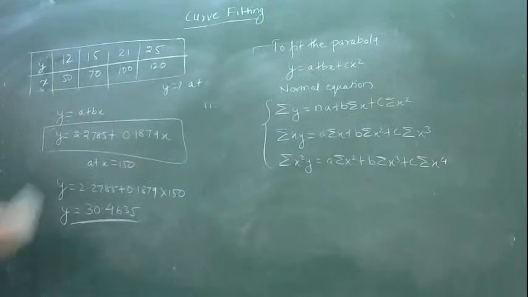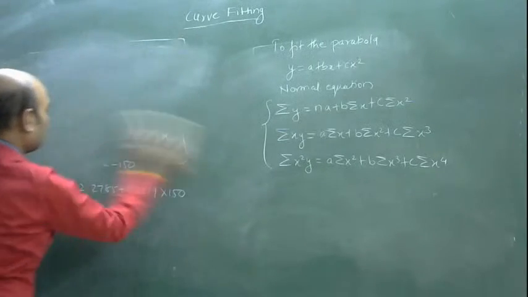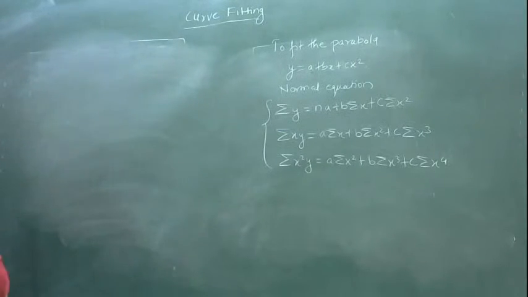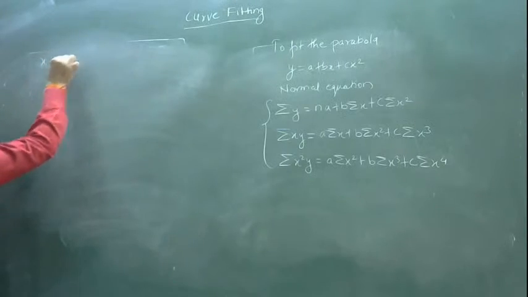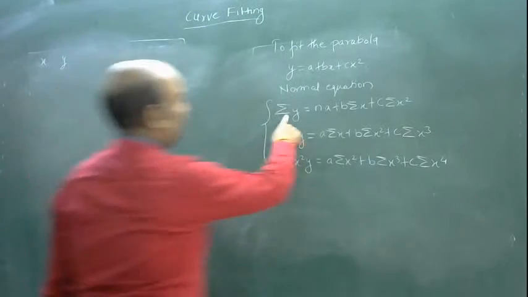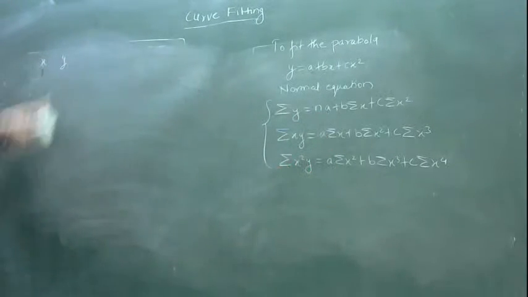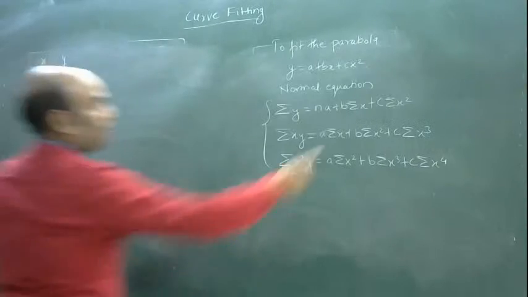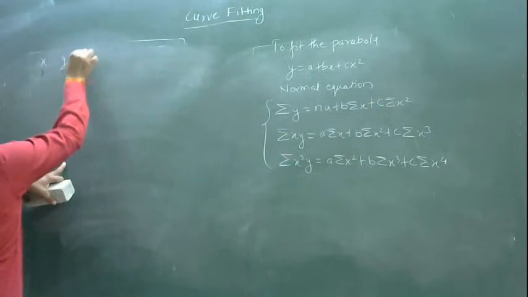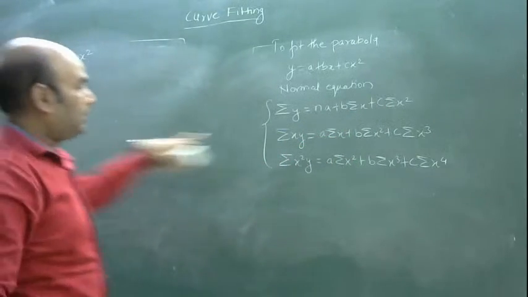Okay. So how to construct? If values of x and y are given, the next step is to find the summation of x, summation of y, then you have to find x square. So the next step will be x square. Then you have to find xy.